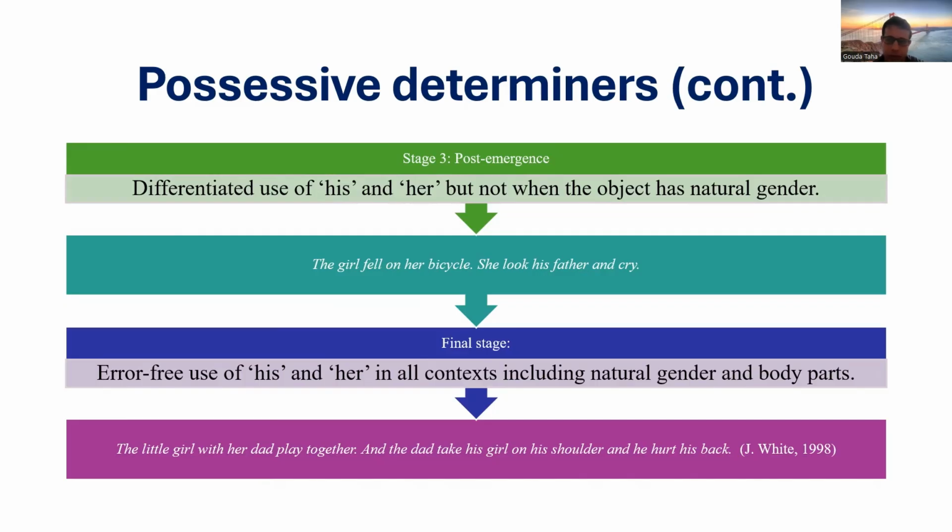So now, including natural gender and body parts, all of them are being used, as in this example. The little girl with her dad play together, and the dad take his girl on his shoulder and he hurt his back. So see here, the possessive determiner is referring back to the dad, and the possessive determiner, of course, to the dad. And here we see the dad, and then the her here, the possessive determiner is referring back to the girl.